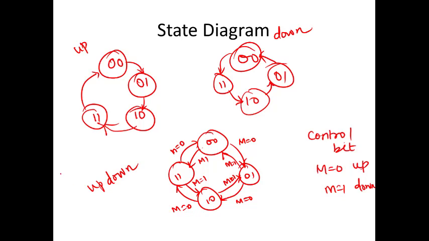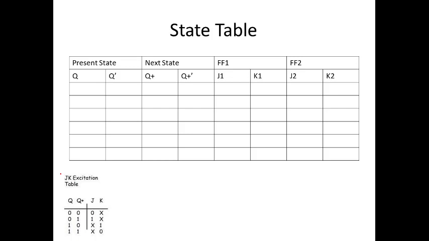Let me go ahead with the state table. I am going to discuss it with the JK flip-flop for the up counter. So if the present state is 00, the next state will be 01. For present state 01, the next state will be 10; 10 goes to 11, and 11 goes to 00. So this is about the present state and the next state. We need two flip-flops because it's a 2-bit counter for representing these bits. So J1 K1 let it be the first flip-flop, J2 K2 will be the second flip-flop.